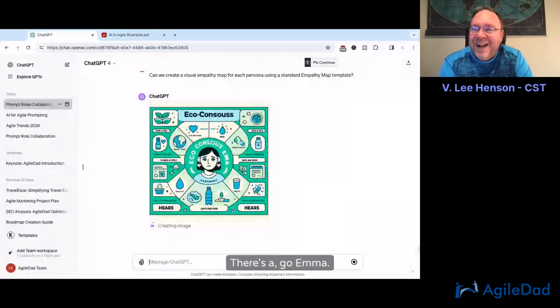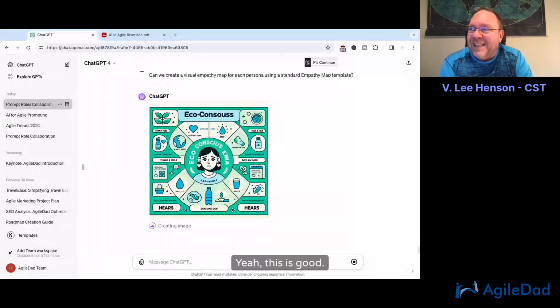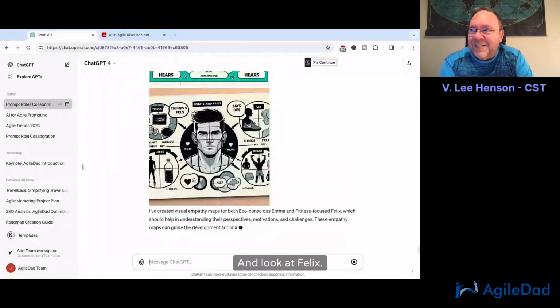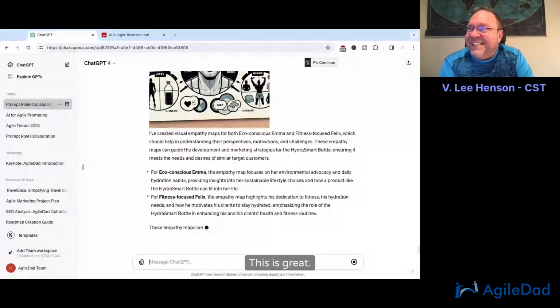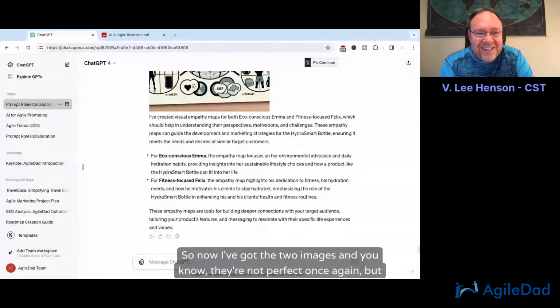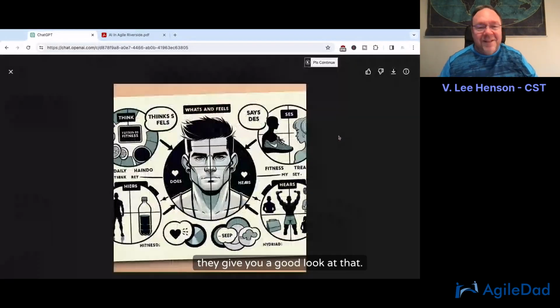This might be something to look at. There's Emma. Go Emma. She's eco-conscious and she's so scared. Oh, poor Emma. But yeah, this is what she says and does. This is what she thinks and feels. Yeah, this is good. And look at Felix. He's fit. Yeah, look at that. This is great. So now I've got the 2 images and they're not perfect once again, but they give you a good look at that. That is amazing. It's a great starting point, right?